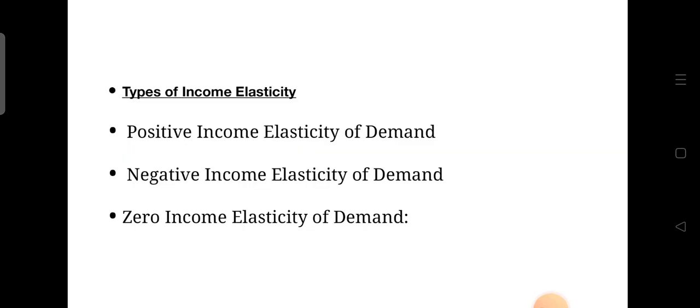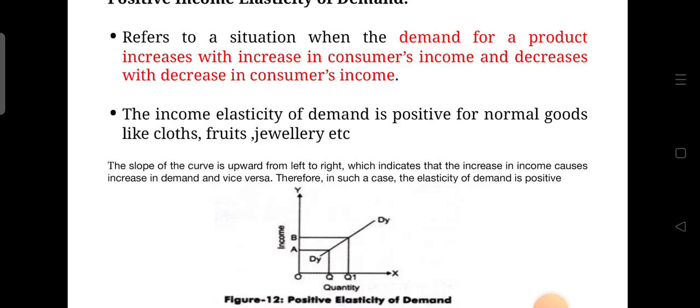The next one is the types of income elasticity. There are three types: positive income elasticity of demand, negative income elasticity of demand, and zero income elasticity of demand. Let us see them one by one. The first is positive income elasticity of demand. It refers to a situation when the demand for a product increases with an increase in consumers' income and decreases with a decrease in consumer income. The income elasticity of demand is positive for normal goods like cloth, fruits, jewelry, etc. The slope of the curve is always upward from left to right, which indicates that an increase in income causes an increase in demand and vice versa. Therefore, in such a case, the elasticity of demand is positive.